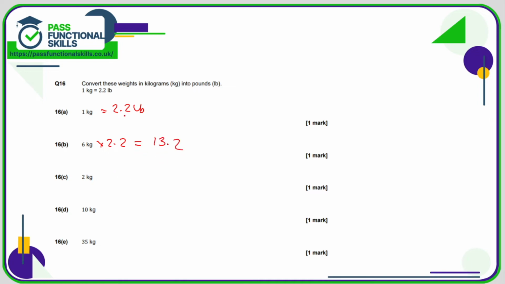If 1 kilo is 2.2 pounds, then 2 kilos is 2 lots of 2.2, which is 4.4. If 1 kilo is 2.2, then 10 kilos is going to be 10 times that amount, so that's going to be 22 pounds. And if 1 kilo is 2.2, then 35 kilos is going to be 35 lots of 2.2, and 35 times 2.2 is 77.